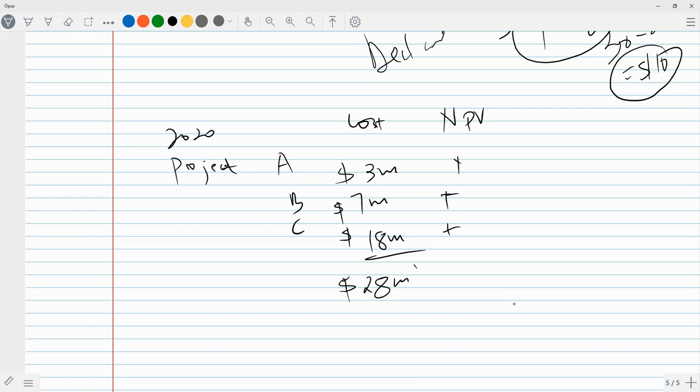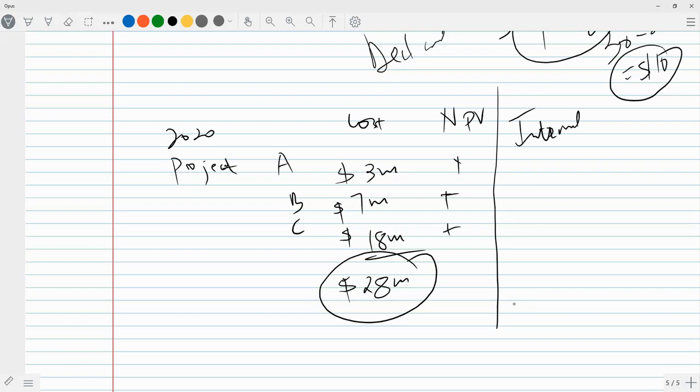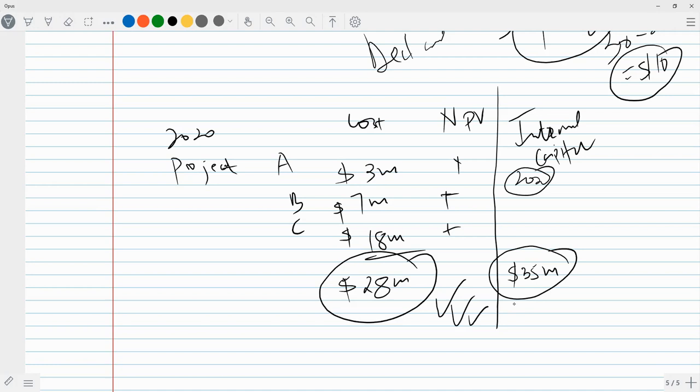Now, as per the residual theory, before you go externally to get the money, look at whether you have internal capital sources, internal funds. Do I have internal capital? That is from retained earnings. If in the year 2020 the amount of profit we make is, let's say, 35 million, then before you can pay a dividend, first take the 28 million, the cost here, out of that 35 million, to give, therefore, 7 million. So first take the 28 million and invest in the projects. The remainder, in this case the 7 million, pay to the shareholder in form of the dividend.